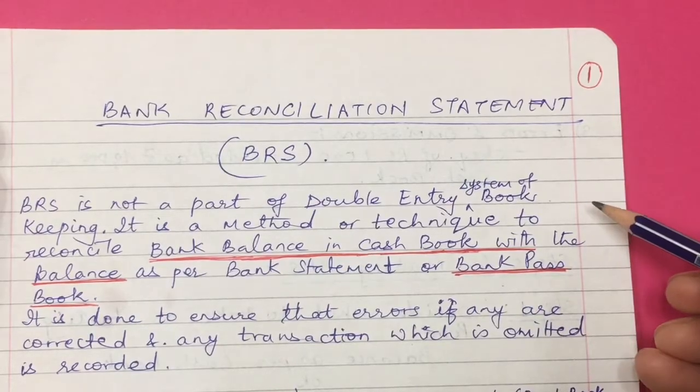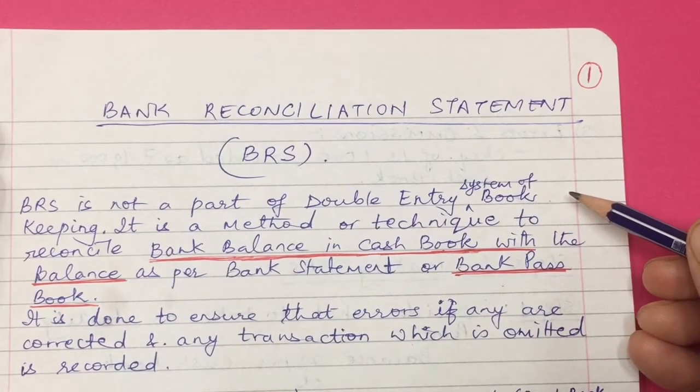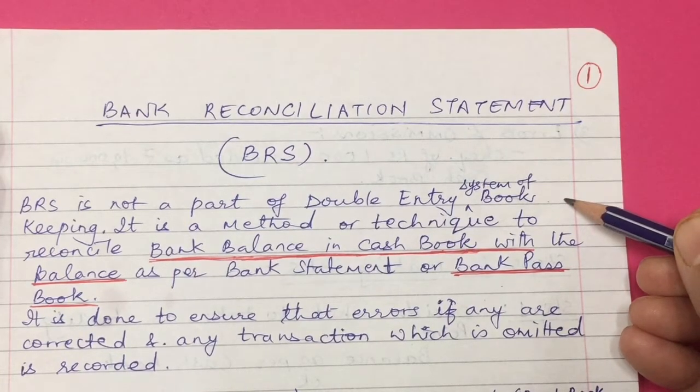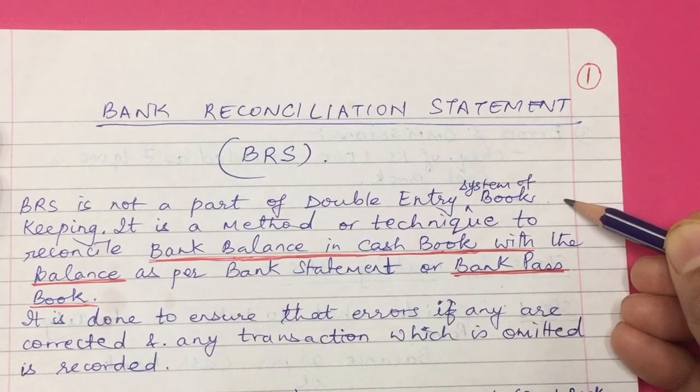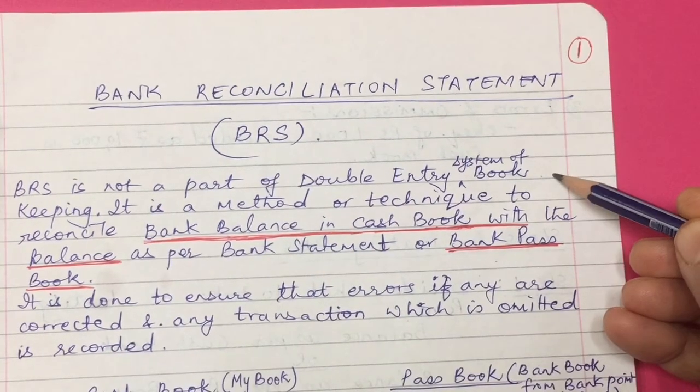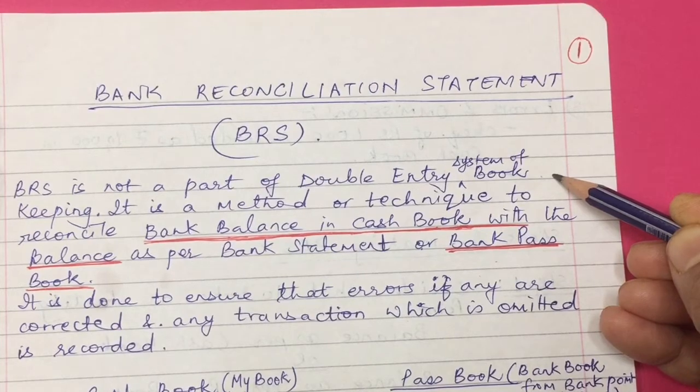Namaste. Today I am going to talk about bank reconciliation statement, or the short form is BRS. I'll tell you the simplest way of understanding and solving all the sums related to BRS with just plus and minus. BRS is not a part of double entry system of bookkeeping. What I mean is, in this we are not going to consider the debit and credit.